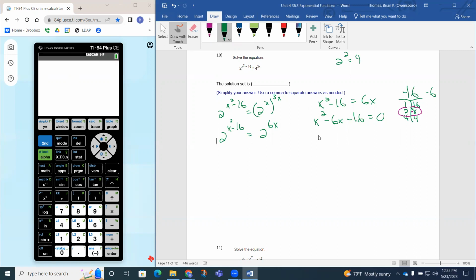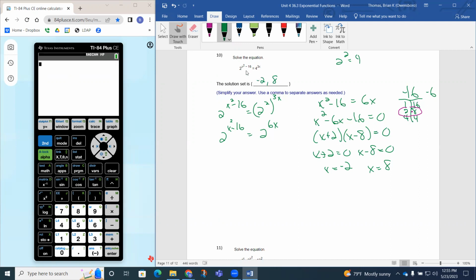So what happens is I can change this to x plus 2 times x minus 8 is equal to 0. And then we can set each factor equal to 0. So for x, we get x equals negative 2, and we get x equals 8. So that would be our two zeros, negative 2 and 8.